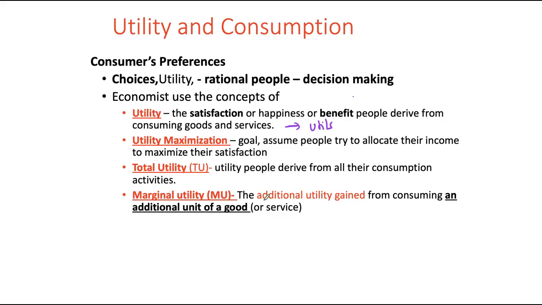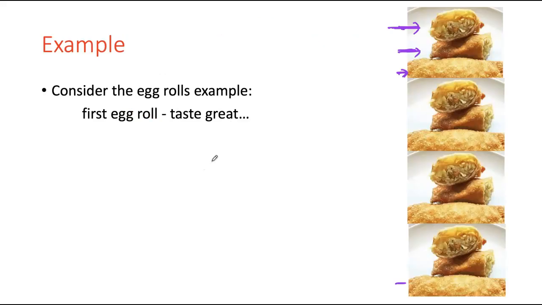Marginal utility refers to the additional utility gained from consuming one additional unit of a good. So by how much does your total utility change when you consume one more unit of a good? That is your marginal utility. Let's look at an example to explain this further.